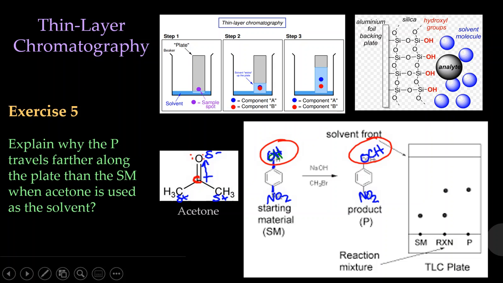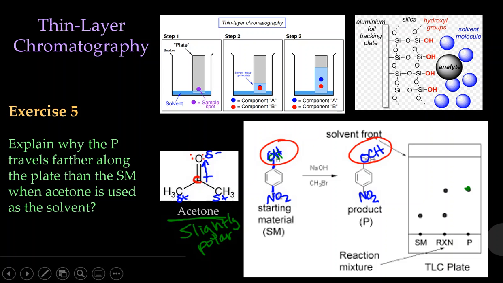Now, in comparison here, explain why the P travels farther than the SM, the starting material, with the acetone. Why would the P travel farther? The solvent. Wait, is the solvent polar or non-polar? What did we say about acetone? Is this polar or slightly non-polar? Slightly polar. This is slightly polar, right? Okay. Slightly polar.